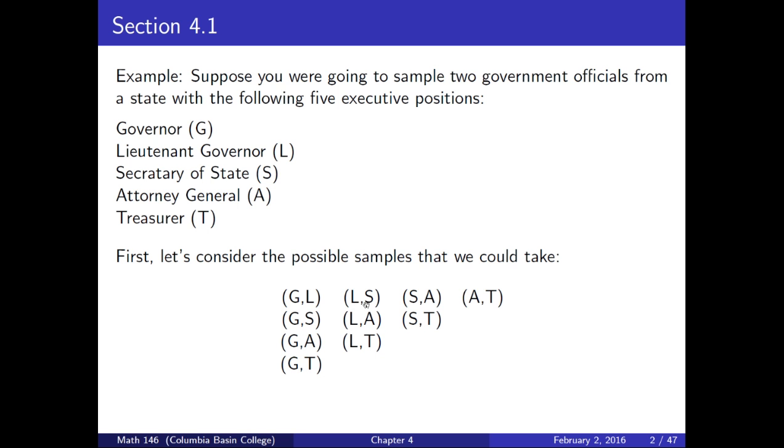Then we go on to, well, who could we match the lieutenant with? Now, we could match the lieutenant governor with the actual governor, but that was already taken into account here. So lieutenant really can only be matched with the secretary, the attorney, or the treasurer. The secretary could then be matched with the attorney or the treasurer because we already got the secretary here with the lieutenant and there with the governor. And then finally the attorney could be matched with the treasurer. Now, that means that it looks like there's 10 possible unique samples that we could take here.